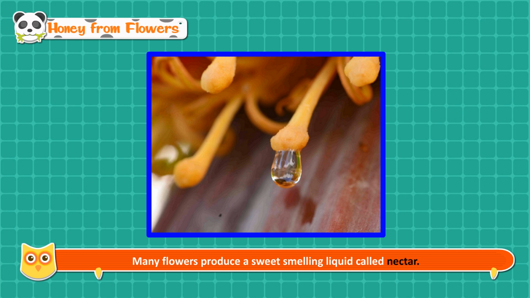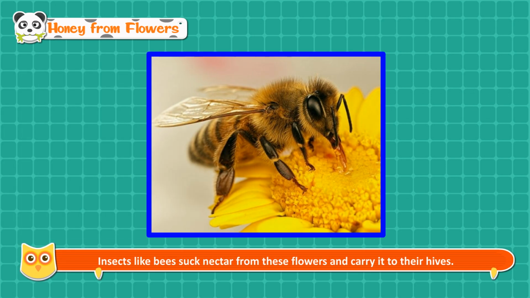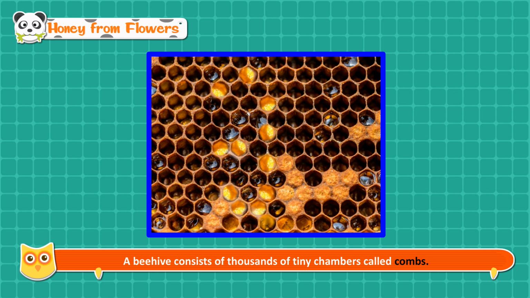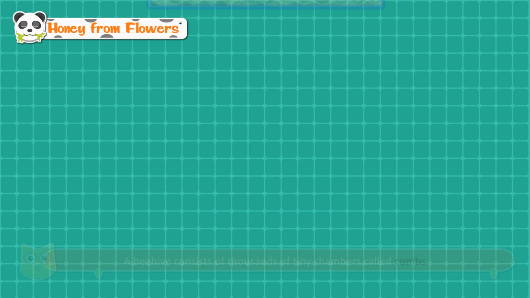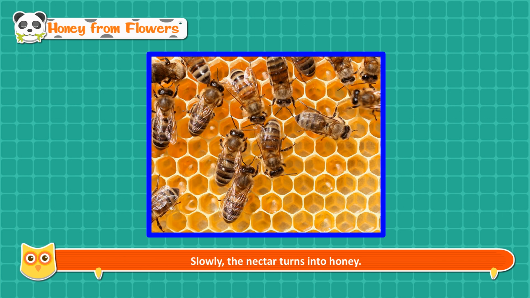Honey from flowers. Many flowers produce a sweet-smelling liquid called nectar. Insects like bees suck nectar from these flowers and carry it to their hives. A beehive consists of thousands of tiny chambers called combs. The bees spit out the nectar that they have sucked into these combs. They seal the nectar with the wax which they produce themselves. Slowly, the nectar turns into honey. It is stored as food for the bees and their young ones.